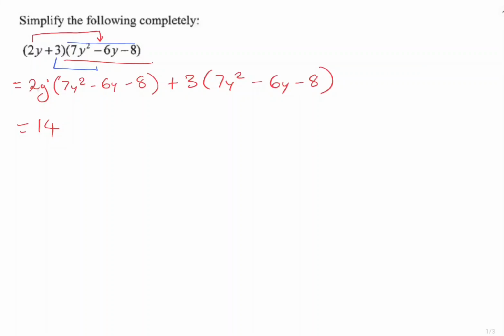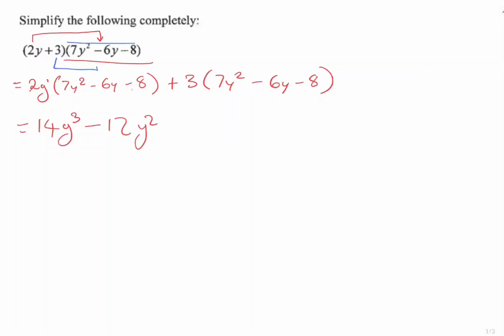Then y, if y is written like this, it's like y to the exponent 1, right? So you're going to have y to the exponent 1 multiplied by y to the exponent 2. So the exponents will add to each other. So you're going to have y to the exponent 3. So you do the same even for the next one. A positive number times a negative number is negative. 2 times 6 is 12. Then y times y, you're going to have y squared.